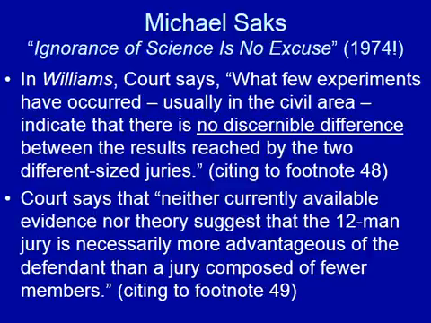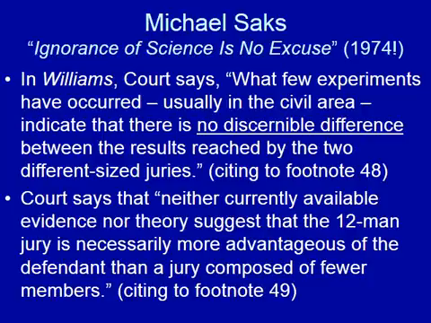All right, in the Williams case on page 262, the court says, what few experiments have occurred, usually in the civil area, indicate that there is no discernible difference between the results reached by the two different sized juries. And the court cites there to footnote 48. And Saks on page 265 absolutely shreds the references in that footnote. So here's what he says.